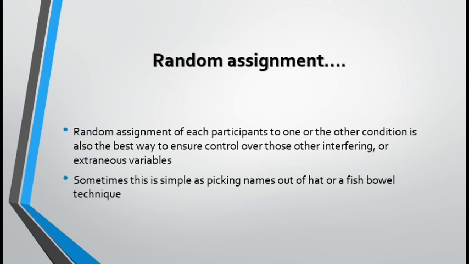Random assignment of each participant to one condition or the other is also the best way to ensure control over those other interfering or extraneous variables. Extraneous variables are those variables which you intentionally ignore in your study. Sometimes this is as simple as picking names out of a hat or a fishbowl.